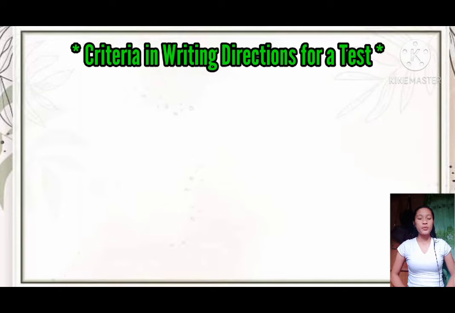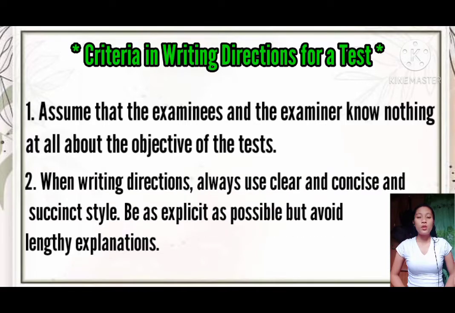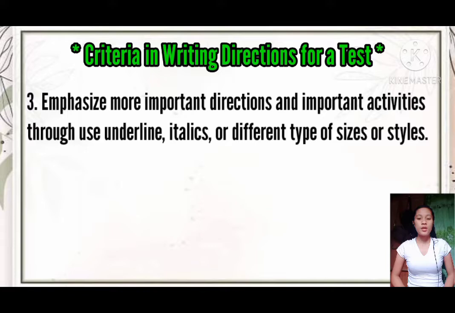There are criteria we should keep in mind when writing directions for a test. First, assume that both the examinees and examiner know nothing at all about the objective or purpose of the test. Second, when writing directions, always use a clear, concise, and succinct style. Be as explicit as possible, but avoid lengthy explanations. Third, emphasize more important directions and important activities. When emphasizing, use underline, italics, or different type sizes or styles.